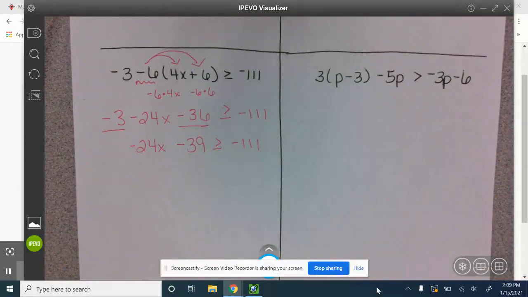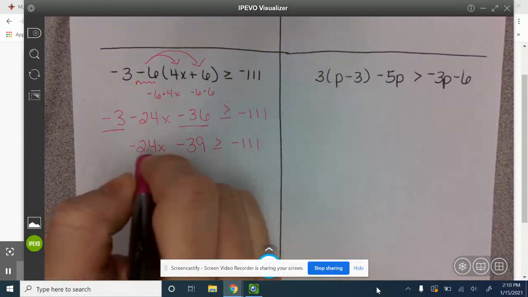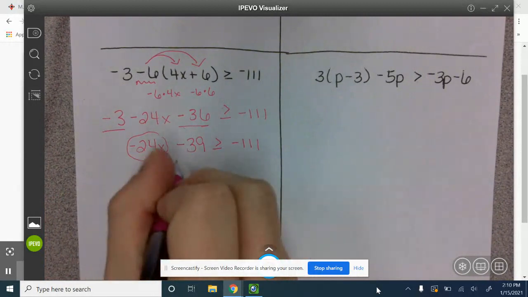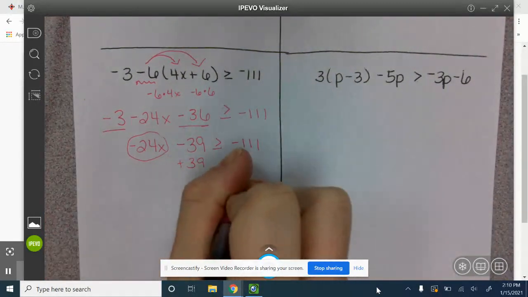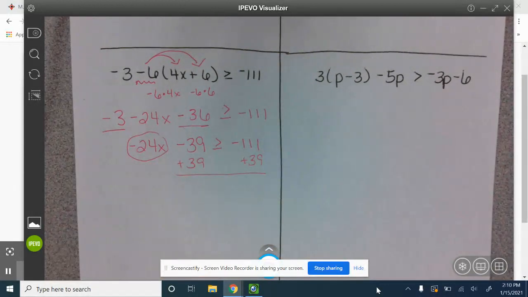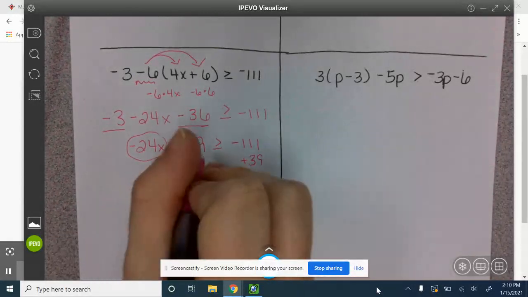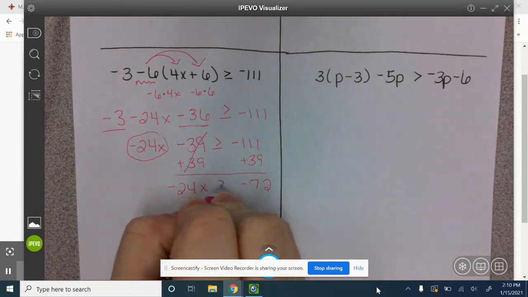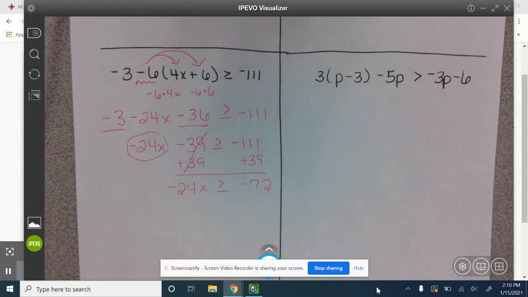Now, the next thing I do, I'm down to a two-step equation. So what we're going to do is we are going to circle our couple. That's our negative 24x. How do you undo minus 39? You're going to add 39 to both sides. Negative 111 plus 39 will give you negative 72. These cancel out. So negative 24x is greater than or equal to negative 72.